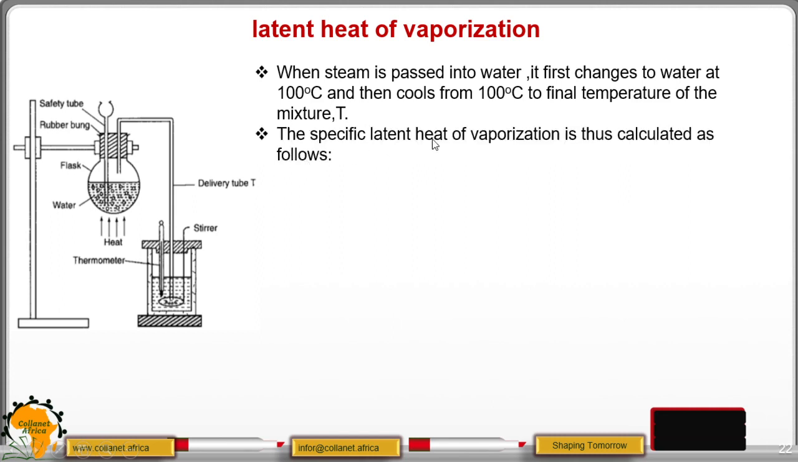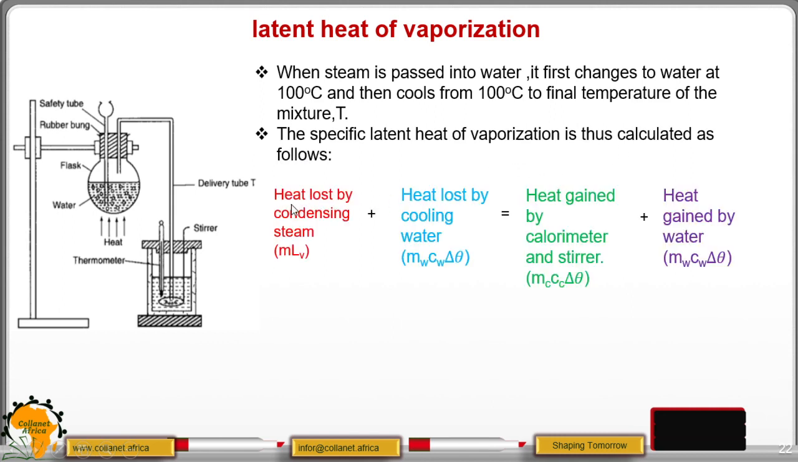Then the specific latent heat of vaporization can be calculated as follows. We have that the heat lost by condensing steam, that is mass times specific latent heat of vaporization, plus heat lost by the cooling water, that is, the steam that has condensed will have to lose some heat, will be equal to heat gained by the calorimeter and the stirrer plus heat gained by the water. So using this formula, we can get the specific latent heat of vaporization.